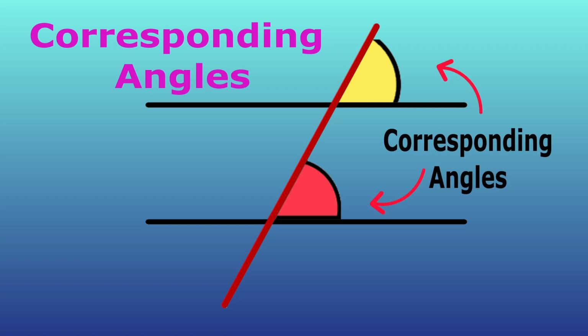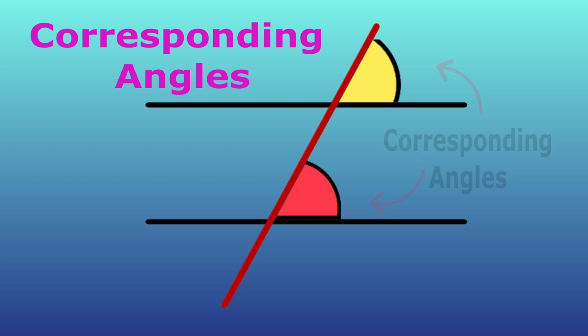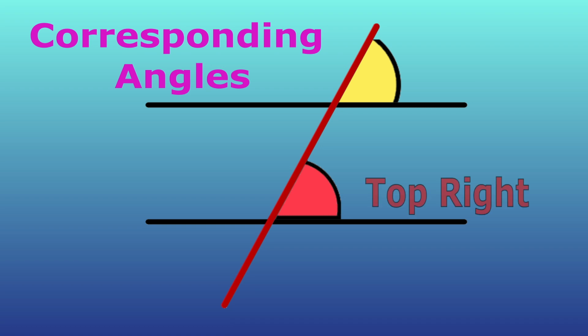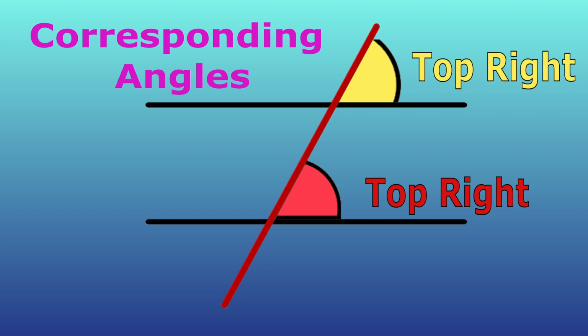An easy way to identify a corresponding angle is by observing that the corresponding angle lies in exactly the same position, but just on the other intersection. So the red angle is on the top right corner of the intersection it is on, and the yellow angle is on the top right of the intersection it is on. And that's how you know you have corresponding angles, because although they are on different intersections, they occupy the same position on their own intersection.